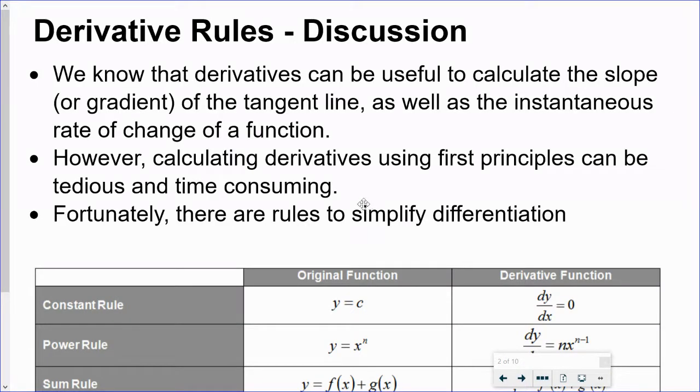First, we know that derivatives can be useful to calculate the slope or gradient of the tangent line, as well as the instantaneous rate of change of a function. So we've used our derivatives already a bit. However, calculating derivatives using first principles can be tedious and time-consuming. As you can imagine, looking at some of our examples from section 14e, it takes a lot of steps to get to the answer. Fortunately, there are some rules that mathematicians came up with to help us simplify differentiation.